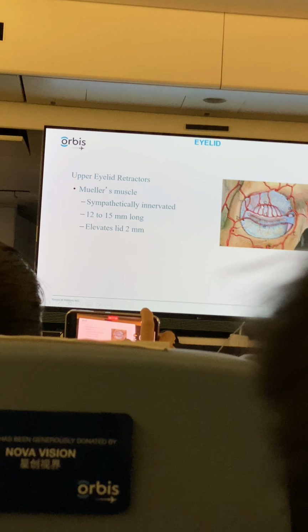We'll go back to the slide so you can see Mueller's muscle. Here is the arcade, the blood supply. So when we are operating on Mueller's muscle, we just want to be aware that the artery is very close nearby.